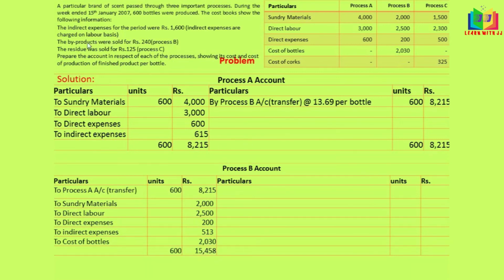And see, in process B account, we have a byproduct sale. That we have to write on the credit side of process B account. It was 240 rupees we sold. Now we can balance this process B account. Yes, 600 units, and the amount is 15,218. So cost per bottle is 25 rupees 36 paise per bottle. And this is to be transferred to process C account.